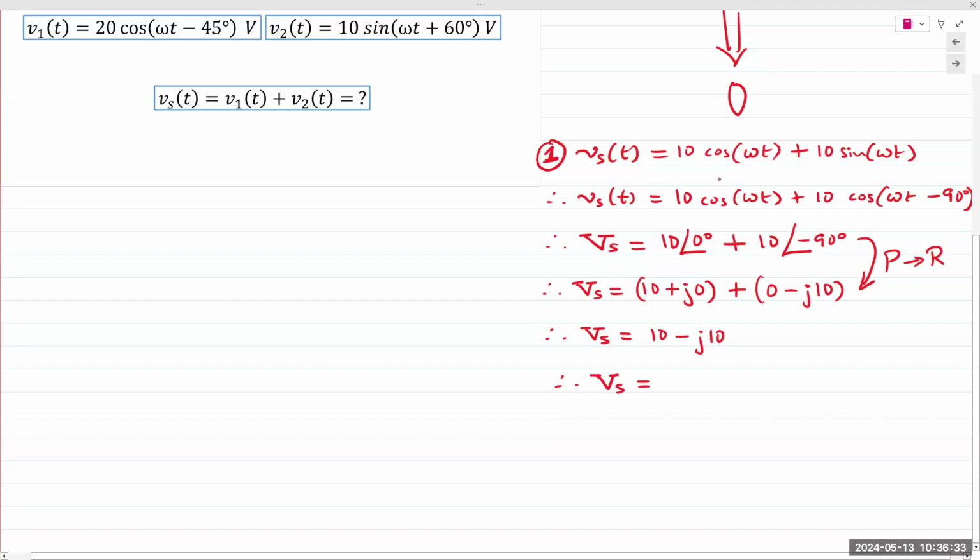Because we want our final answer in the time domain, the question being asked is what is the value of Vs of t, Vs as a function of time. So our final answer has to be in cosine. We have to perform an inverse phasor transform, so our answer has to be cos of omega t plus theta. To do that, I need the polar coordinates, so I have to convert my rectangular coordinates, 10 minus J10.